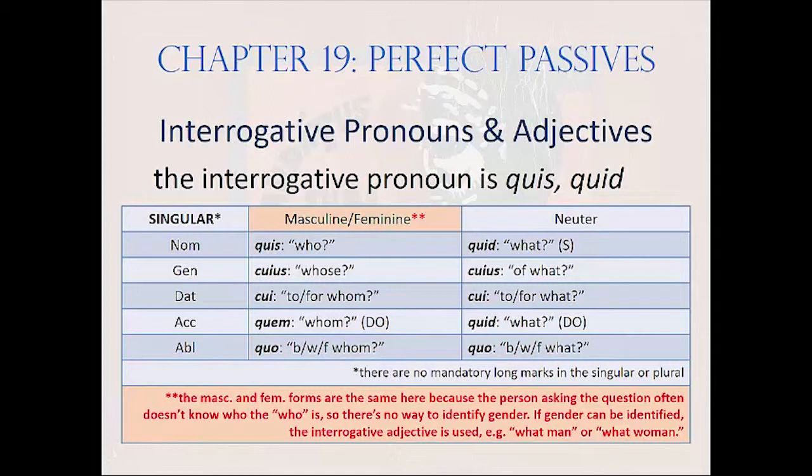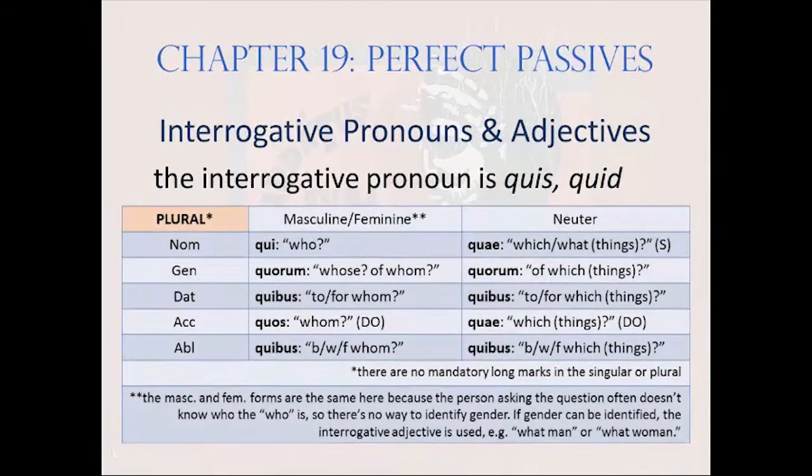In contrast, those asking questions most often do know whether it was a person or a thing. So the distinction between animate, that is masculine or feminine, and neuter gender is significant. If the question is about a person and the gender is known, as we'll soon see, the interrogative adjective is used, and the question is posed as which man or what woman. Since it's often known whether the answer to a question is plural or not, the interrogative pronoun must be able to distinguish between singular and plural.